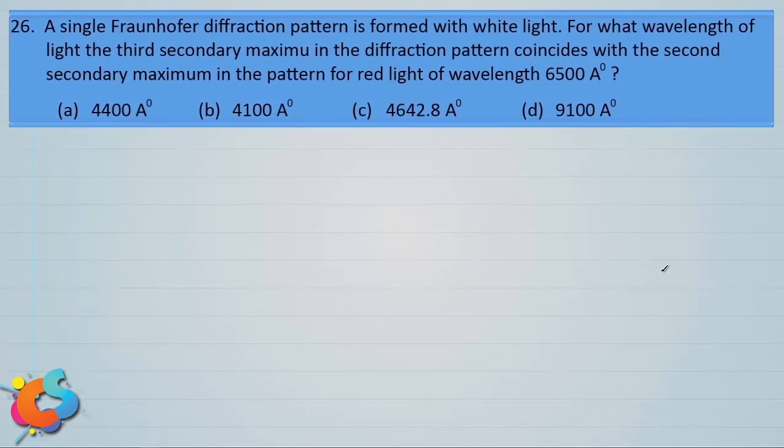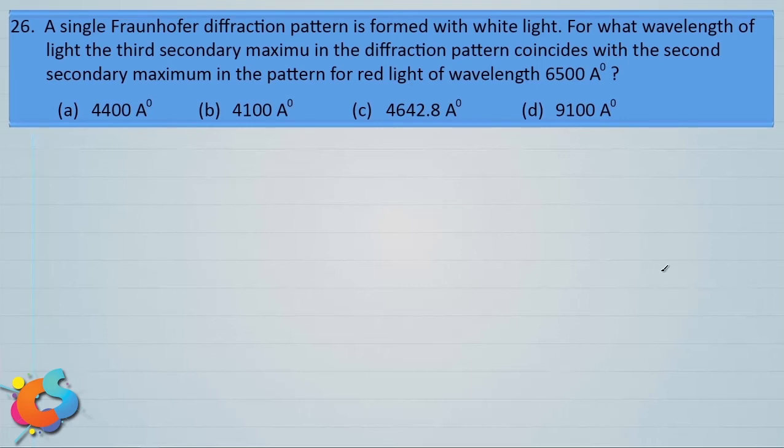Now let's take up the next question, dear students. A single slit Fraunhofer diffraction pattern is formed with white light. For what wavelength of light the third secondary maximum in the diffraction pattern coincides with the second secondary maximum in the pattern for red light of wavelength 6500 angstrom? Options: A, 4400 angstrom; B, 4100 angstrom; C, 4642.8 angstrom; and D, 9100 angstroms.